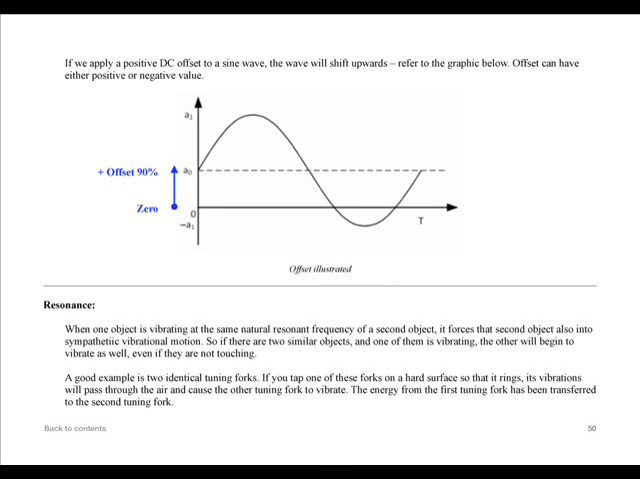Resonance: when one object is vibrating at the same natural resonant frequency as a second object, it forces that second object also into sympathetic vibrational motion. So if there are two similar objects, and one of them is vibrating, the other will begin to vibrate as well, even if they are not touching.